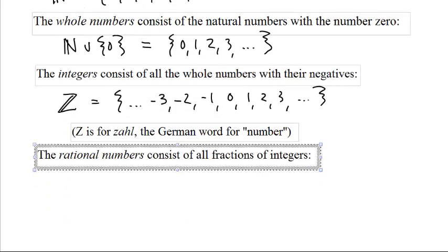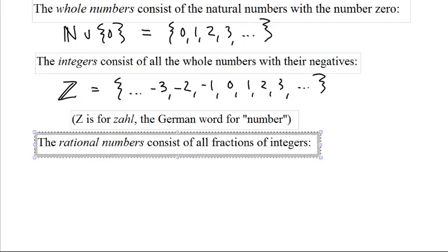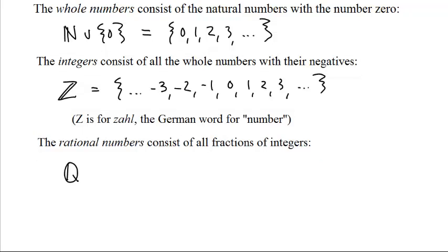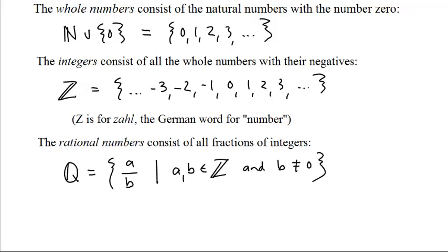The rational numbers. The rational numbers are the numbers that are ratios, the numbers that are fractions of integers. And we use Q for quotients, and it consists of all of the fractions a over b, such that a and b are integers, and b is not 0. We don't want to divide by 0. So all the possible fractions.